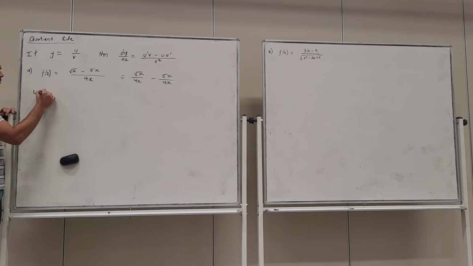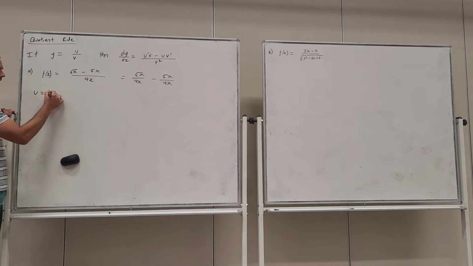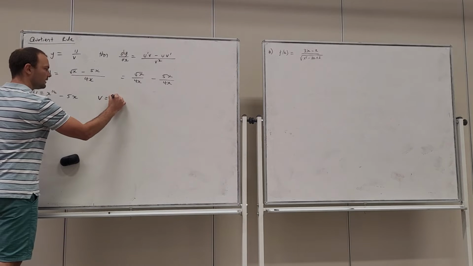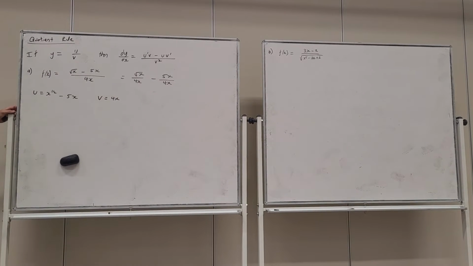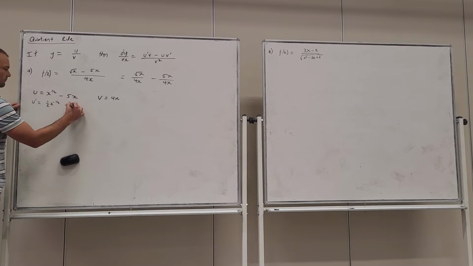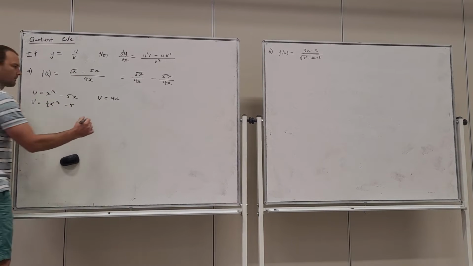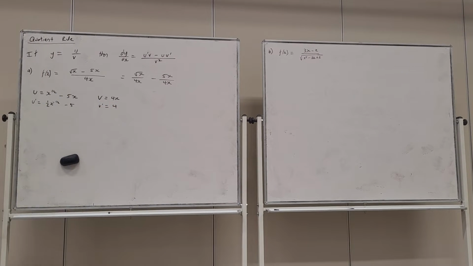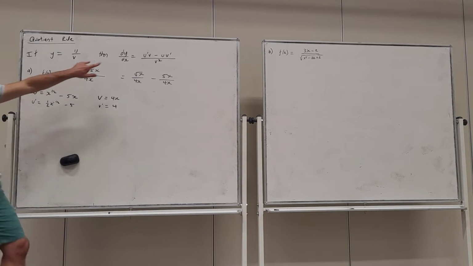Obviously, the top function, u, is the square root of x, or x to the half, take 5x, and v is the bottom function, the denominator, which is 4x. And then just like the product rule, we go through, we find u dash and v dash. Alright, and then we just smash it together according to this formula.